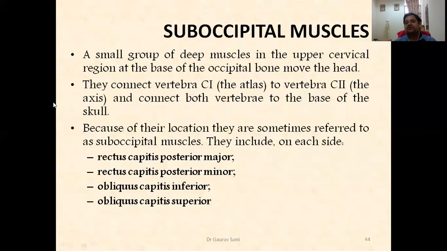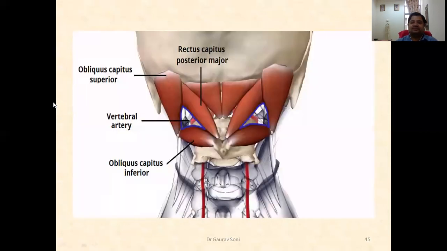Actually, they are two, but each one is paired with a smaller one: rectus capitis posterior major and minor, obliquus capitis superior and inferior. You can see the diagram. This is the obliquus superior, this is the obliquus inferior, on both sides. Then rectus capitis posterior major, then this will be rectus capitis posterior minor. This is not marked here, you can understand it.